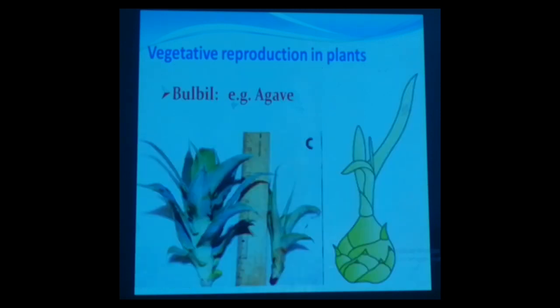Moving on to the last one, the vegetative reproduction in plants, the bulbil. Agave, which we grow as a fencing plant, is one of the examples for forming a bulbil. When the agave plant is grown, below it or beside it the bulbil is found, and this is going to grow into a new individual.